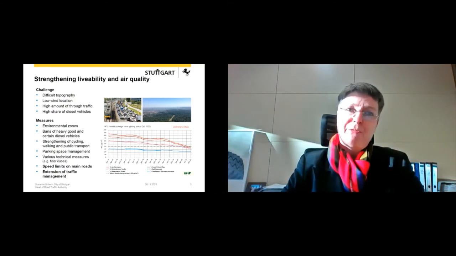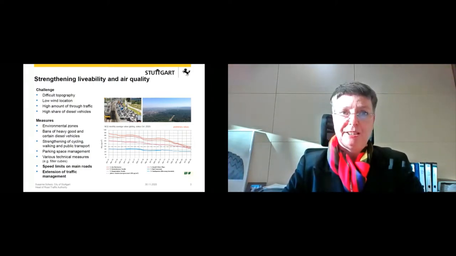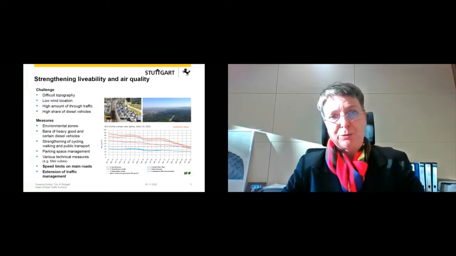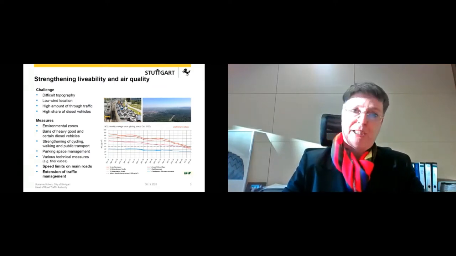And we did come up with a lot of measures in the last years: environmental zones, bans of heavy goods and certain diesel vehicles, strengthening of cycling, walking and public transport. We have an enlarged parking space management and we tested various technical measures, for example, filter cubes. What I want to focus on and talk about is the speed limits we have implemented and the extension of traffic management in combination with the speed limits experiences.